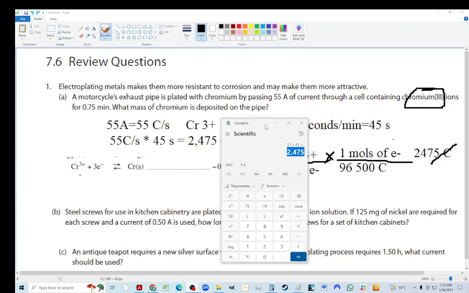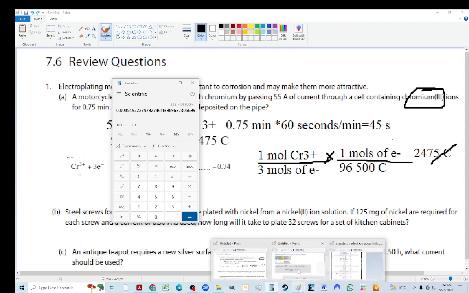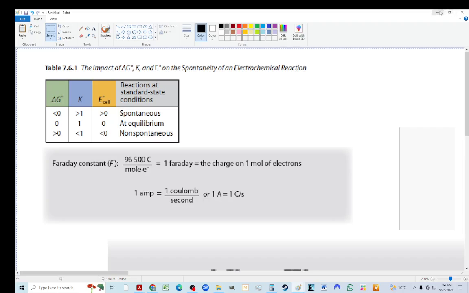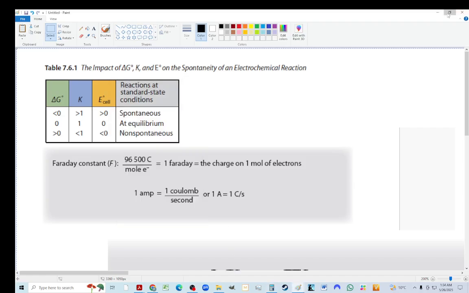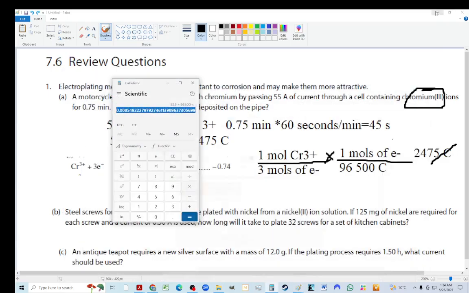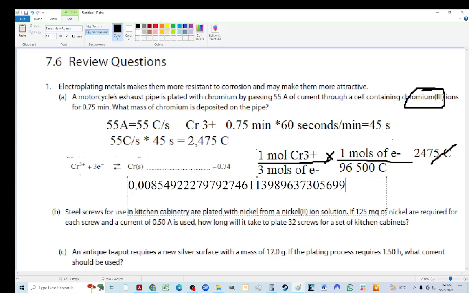So take out our calculator. 1 divided by 3 times 2475 and divided by 96,500. And I should always make sure I'm using the right constant at this time of night. Yeah, 96,500. And I get this many moles. Very tiny. Write it down. And I don't need all of it.